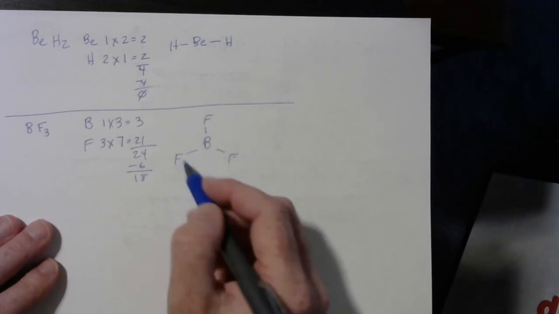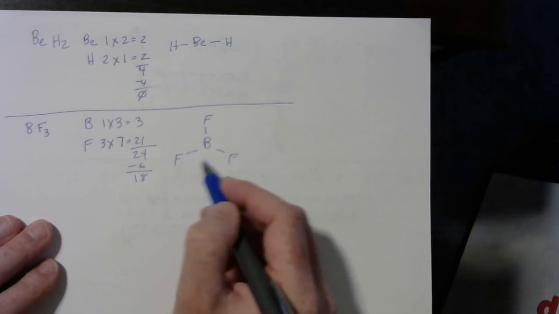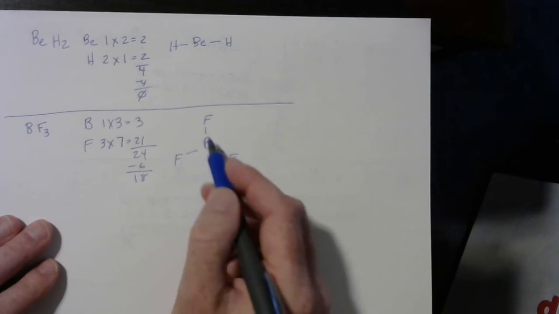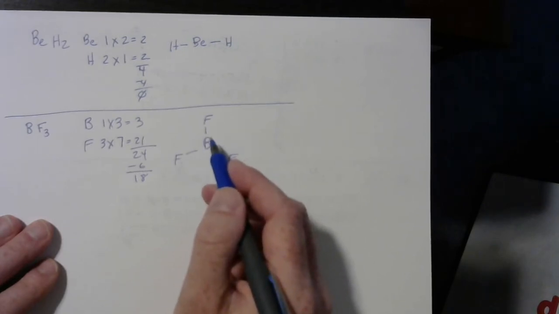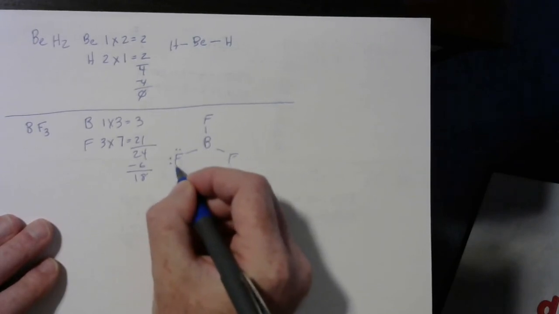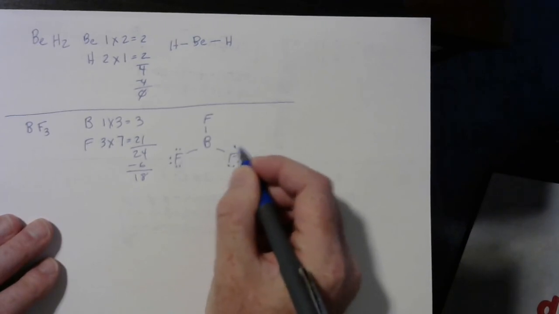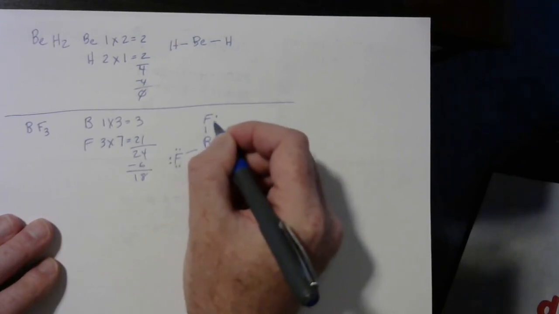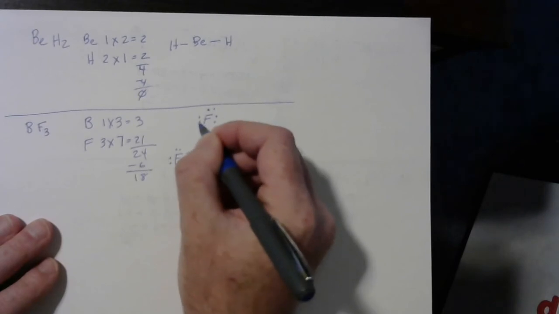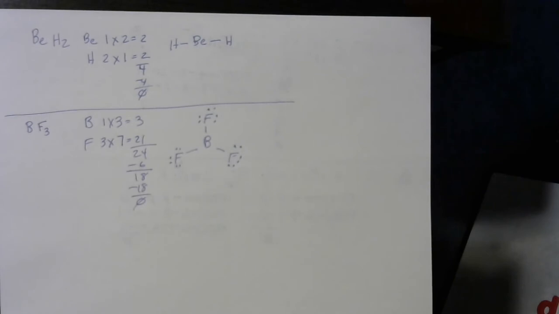Each of the fluorines needs 6. 6 times 3 is 18. Resist the urge to add a double bond. In this case, boron is going to be perfectly happy with 3 bonds or 6 electrons. So we're just going to add the non-bonding electrons to fluorine and use up all of our electrons. And boron will be perfectly happy that way, and that's a good structure for that compound.